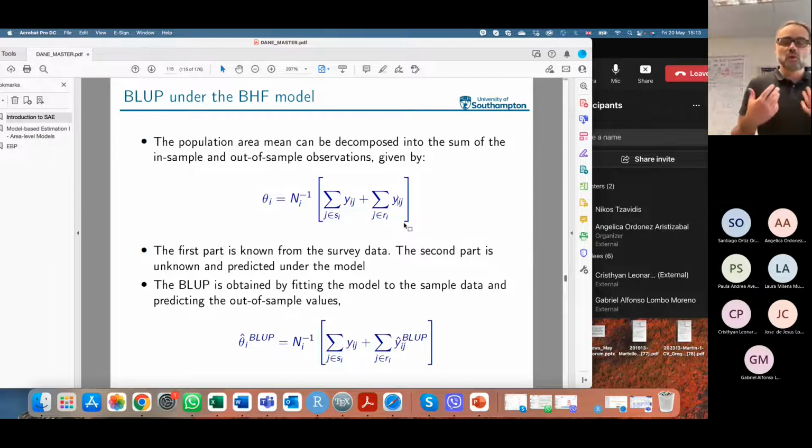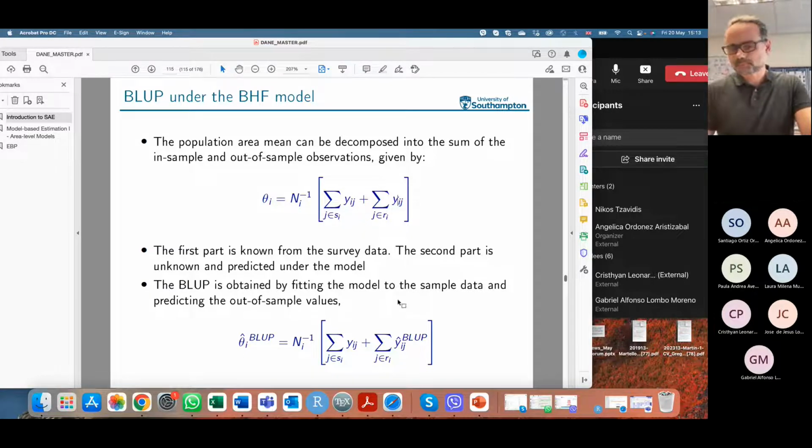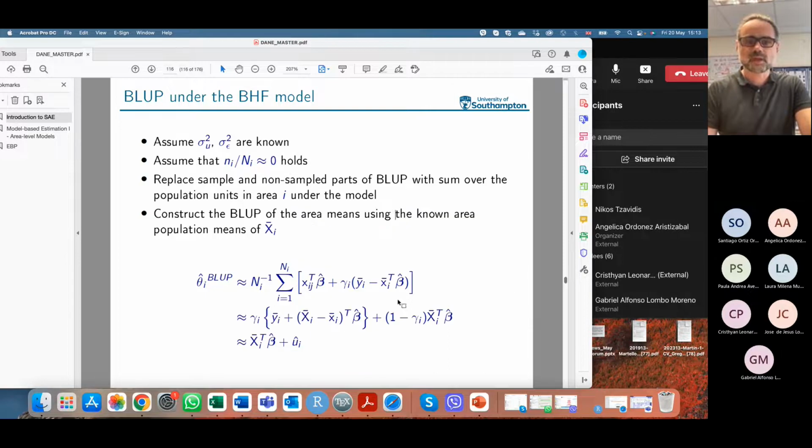Okay, and so what the model is doing here is it gives you a way to assume how these Yij's have been generated, because under the model you assume that the Yij's are generated under the model. And what you do is basically replace this second part by predicted values under the model, and that will give you a BLUP, a best linear unbiased predictor under the unit level mixed effects model that I presented in the previous slide.